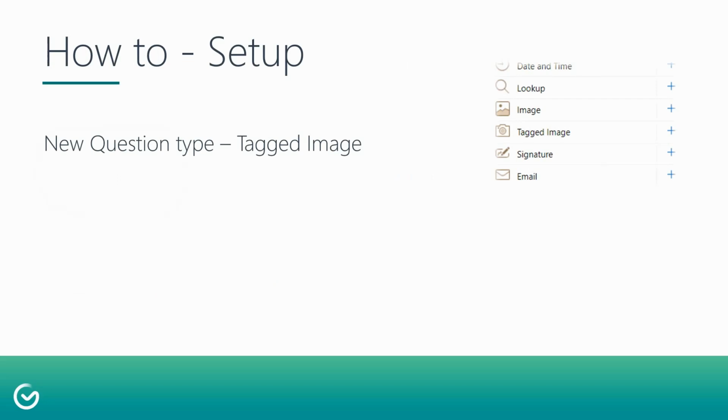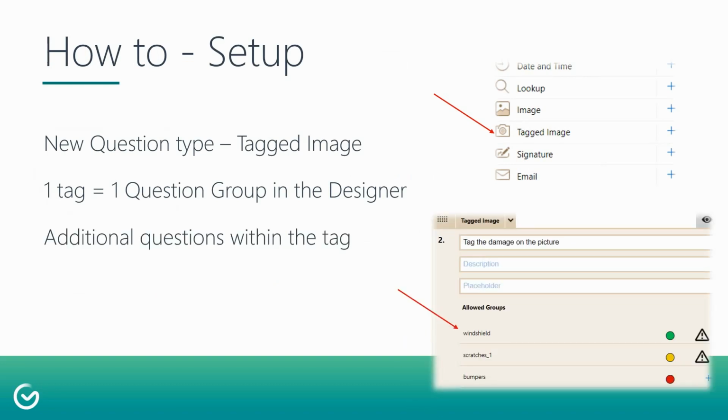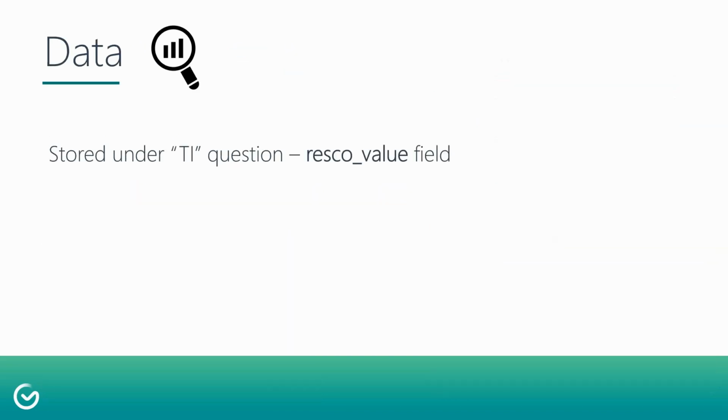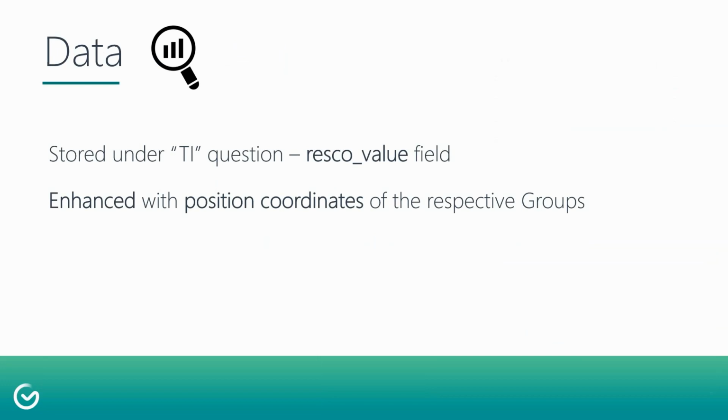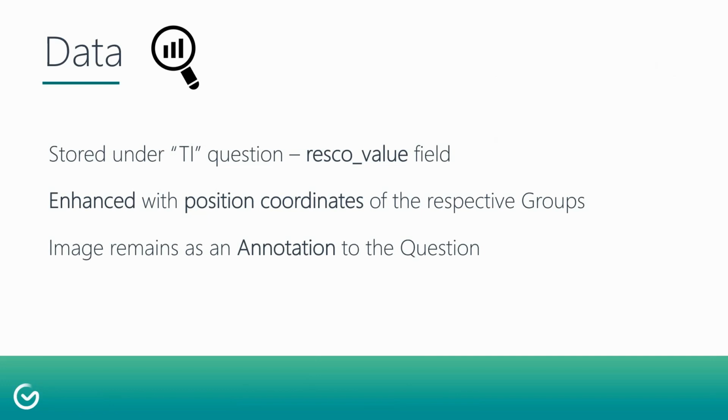So how to set this up? Well, basically we've introduced a new question type within inspections that is called a tagged image. One tag in the application represents one question group that you can set up in your designer. And of course, you can add additional questions within the tags or within your question groups. So where does this data sit? Basically, as any other question within the Resco inspections, it is stored under the question itself in a Resco value field. This question type is specific because it also involves enhanced position coordinates for the respective groups. And as always, the image remains to be an annotation to the question.